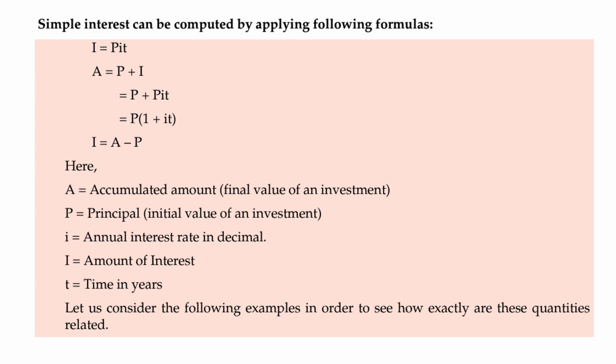Let's understand how to calculate. Very basic formulas. You can see here I equal to PIT, where P is principal, small i is annual interest rate, and capital I is amount of interest. Now A equal to P plus I means principal and whatever interest we earn. So accumulated amount is sum of principal and total interest.